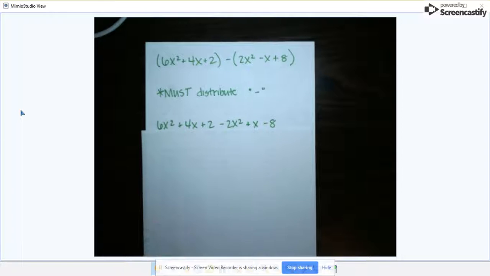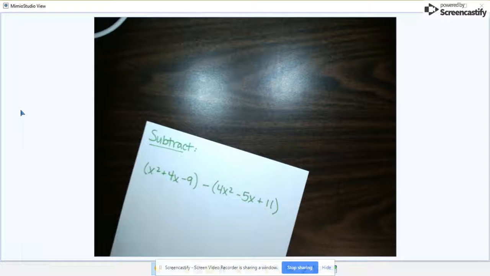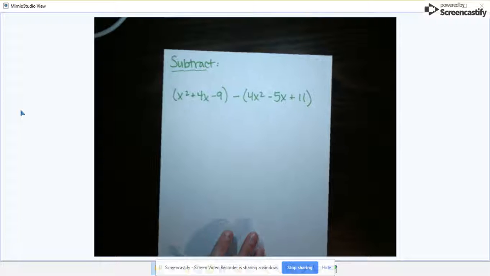And then again, I underlined our like terms. So we have a 6x squared minus 2x squared gives us 4x squared, and then we have a plus 5x minus 6. I'd like you guys to please subtract these two polynomials.